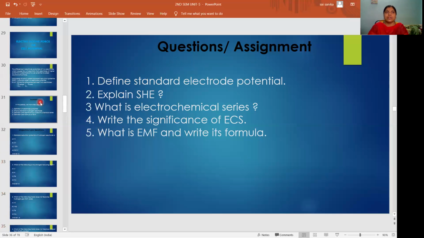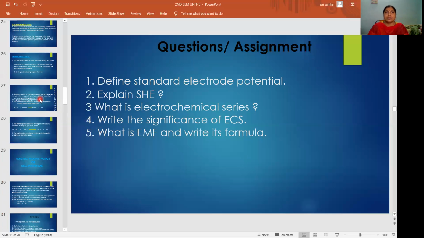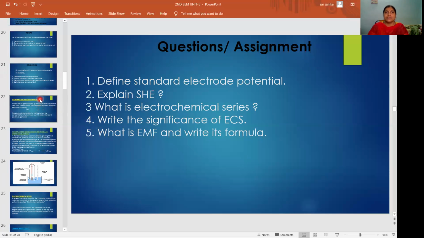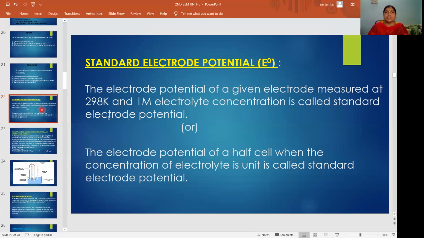What did we study today? Standard hydrogen electrode, standard electrode potential, electrochemical series definition and significance, and electromotive force definition and its formula. So in the next class we will discuss the problems on EMF. This electrode potential definition is very, very important.